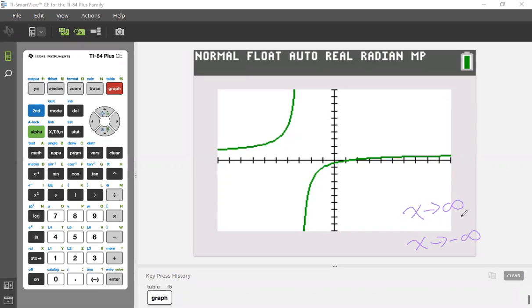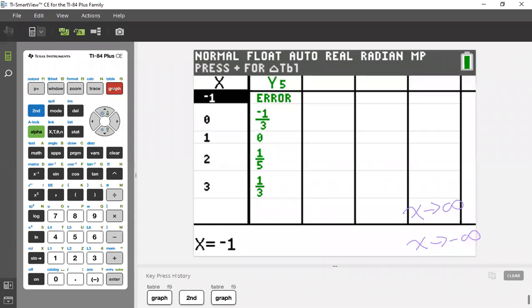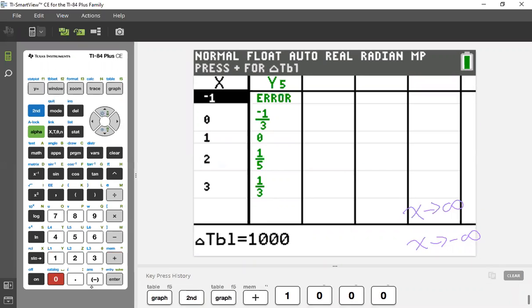One easy thing to do is to go to your table of values and simply change your x value to be a rather big number. So I'm going to go to my table, and there's my table. But I want big x values. So you notice where it says press plus for table set. So I'm going to hit plus, and it says delta table. So what do I want my x values to jump up by? Well, let's make x jump up by a big number.